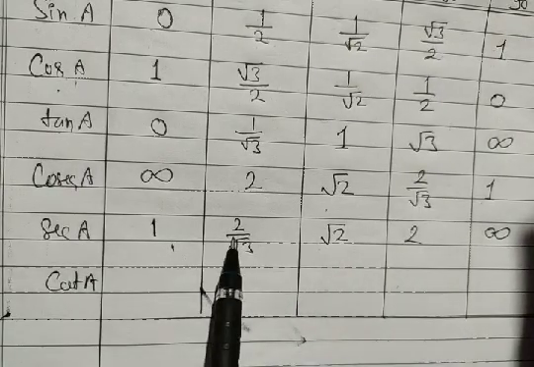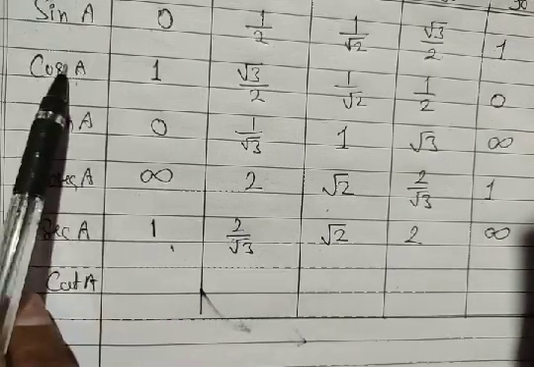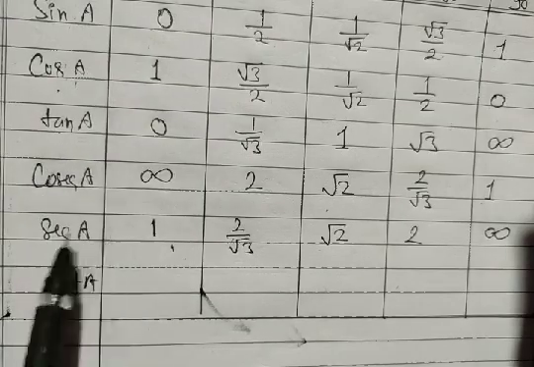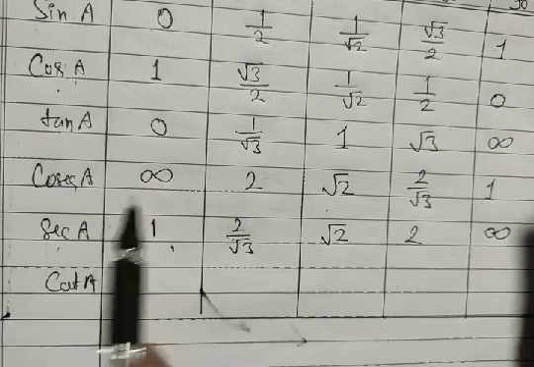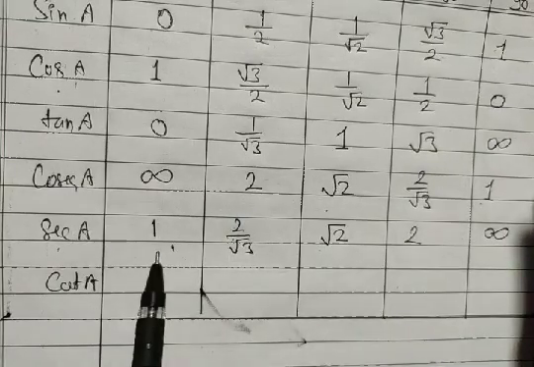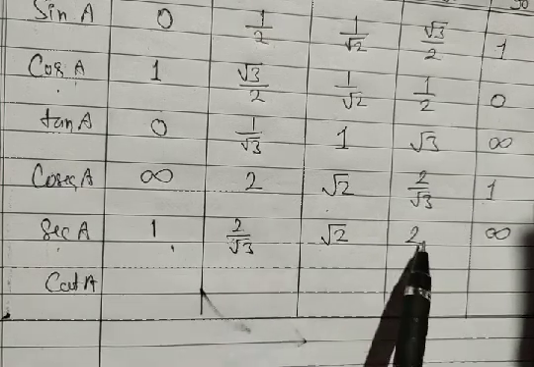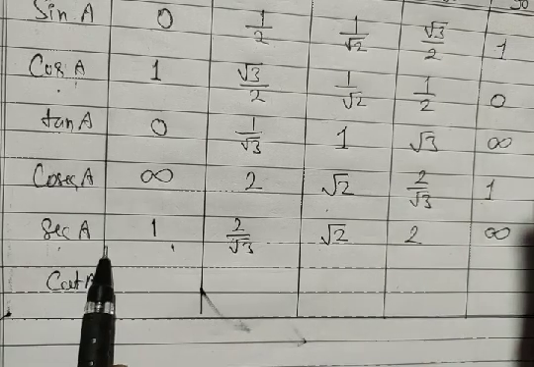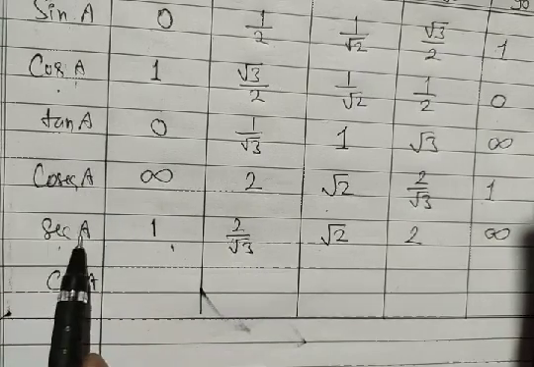I am telling you that sine and cos are complementary. Tan and cot are complementary, and cosec and sec are complementary. Then look, what is the value of cosec 90? It is the value of sec 0. What is the value of cosec 30? It's the value of sec 60. Since cosec and sec are complementary to each other, we can verify this easily.